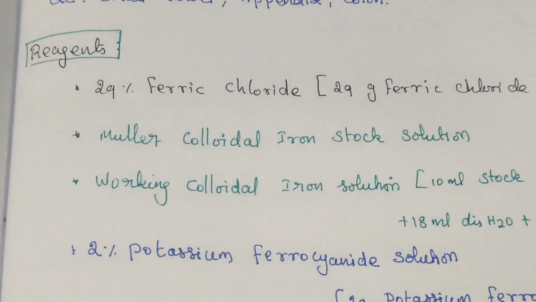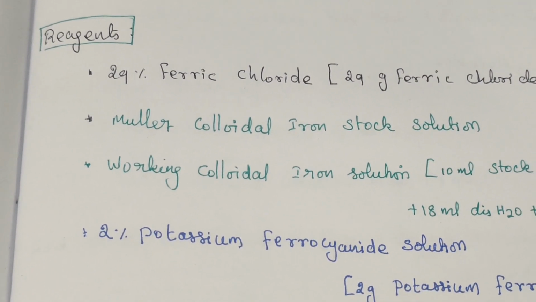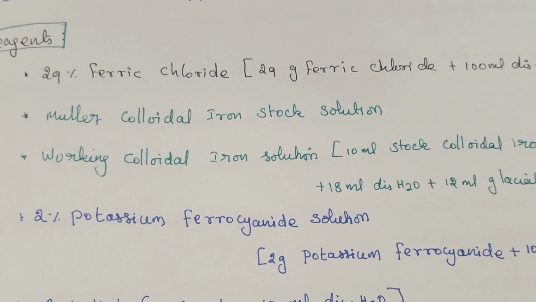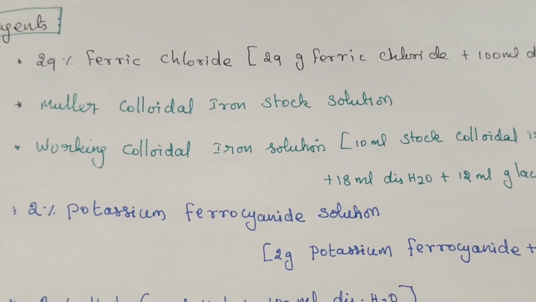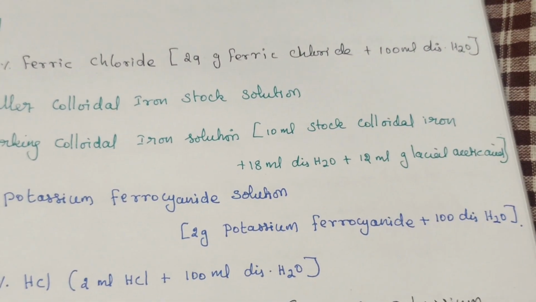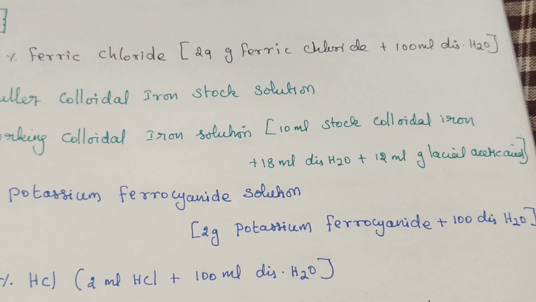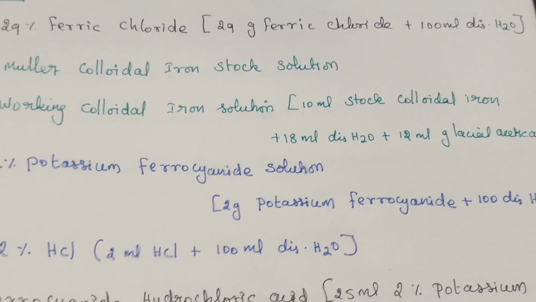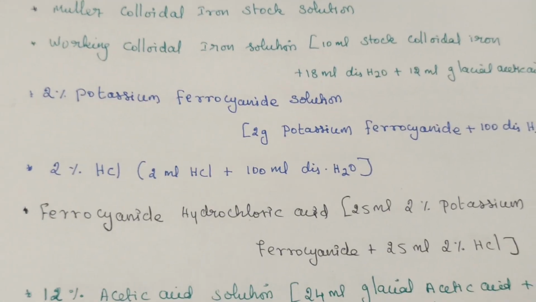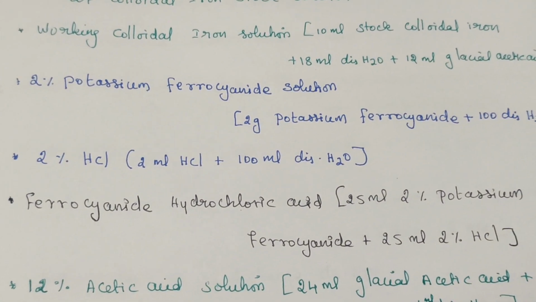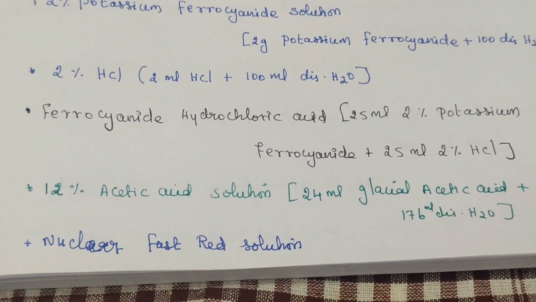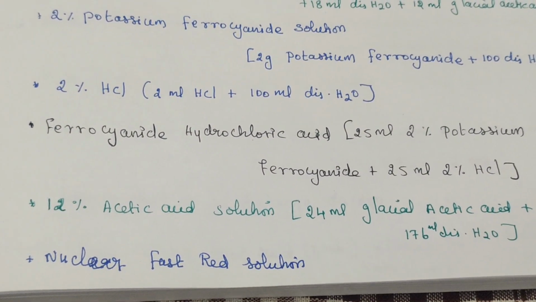The reagents for Muller-Mowry colloidal iron: 29% ferric chloride, then Muller colloidal iron stock solution, then working colloidal iron solution, containing 10 ml of stock colloidal iron, 18 ml of distilled water, and 12 ml of glacial acetic acid, then 2% potassium ferrocyanide solution, then 2% HCl, then ferrocyanide hydrochloric acid, then 12% acetic acid solution, then nuclear fast red solution.